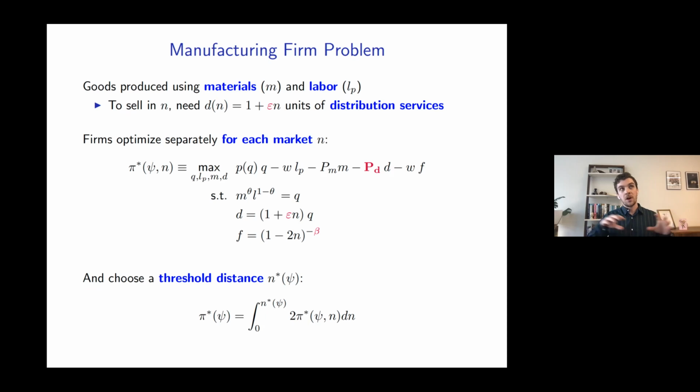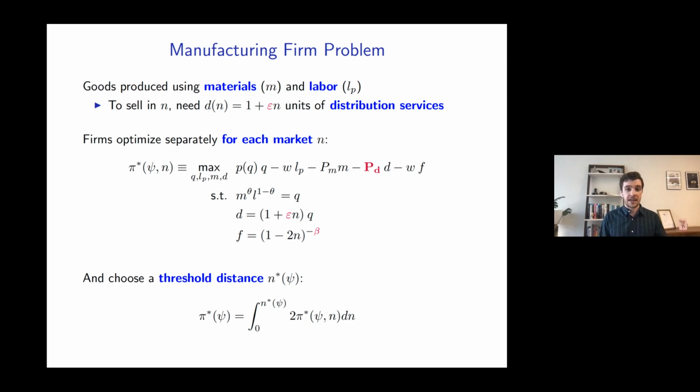Now, because the firm's production is constant returns to scale in output, the problem is going to be separable for every separate market. And so we can write down the profit maximization problem for a firm of productivity C selling to a given market N, and consider each of these separately. Firms face a downward sloping demand curve, and they have to hire production labor and purchase material inputs from other firms. Then we have a simple Cobb-Douglas aggregation that turns into output.